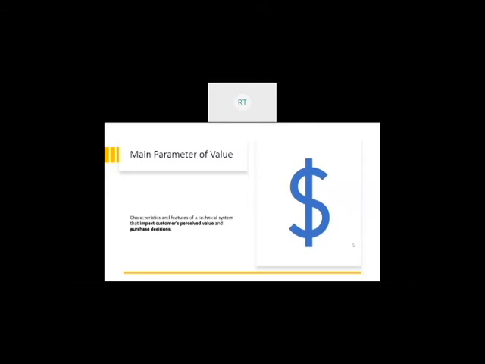The first question is, does the customer really need that attribute in the product? If the answer is yes, the next question is, are you getting that attribute in the system today? If the answer to that is yes as well, then the third question is, would you pay if I improve that attribute in the days to come? So that's the ultimate test of finding the main parameter of value for a customer.